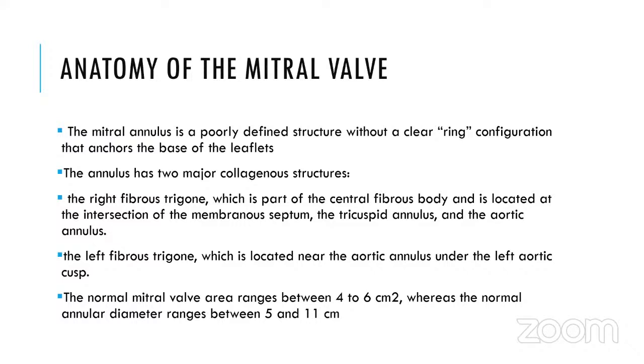The mitral valve also has a left fibrous trigone, which is located near the aortic annulus under the left coronary and also the non-coronary cusp. Usually the normal mitral valve area is between 4 to 6 centimeters squared, whereas the normal annular diameter ranges between 5 and 11 centimeters.